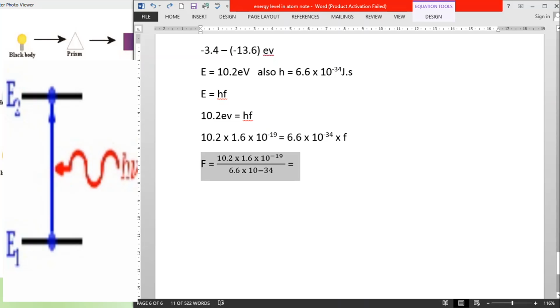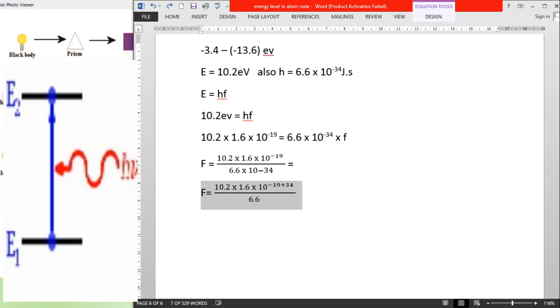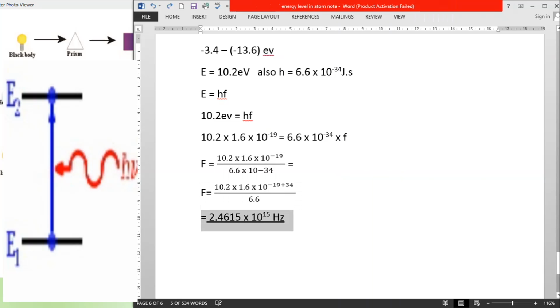Now if we do that, we are going to have 10.2 times 1.6 times 10 raised to power minus 19 plus 34. When we carry this minus 34 up, we get positive 34. So the final answer is going to give us 2.4615 times 10 raised to power 15 Hertz. Thank you very much. I hope you got that.